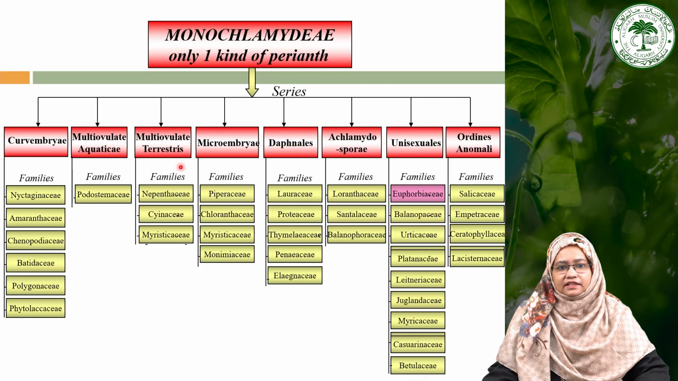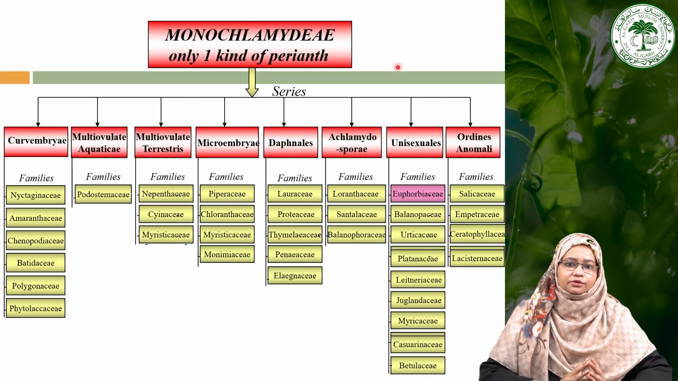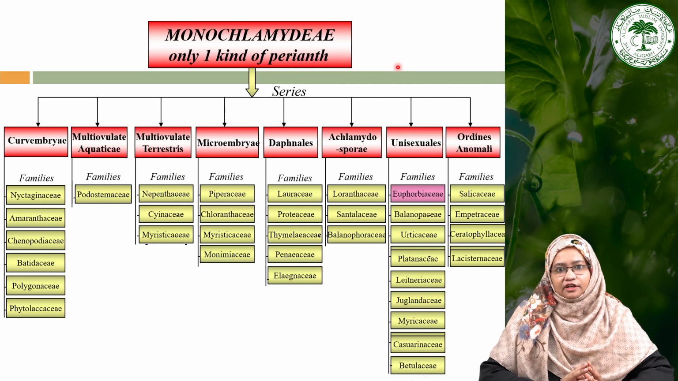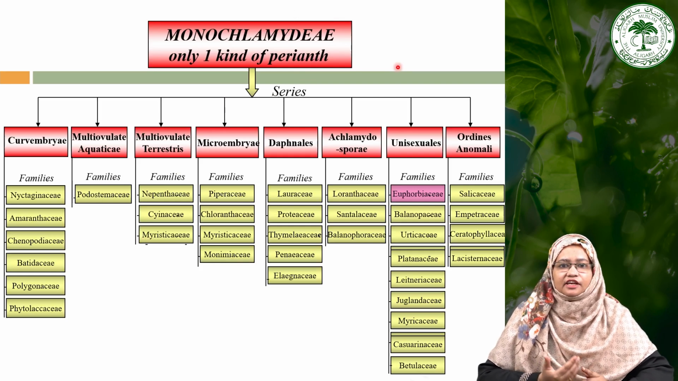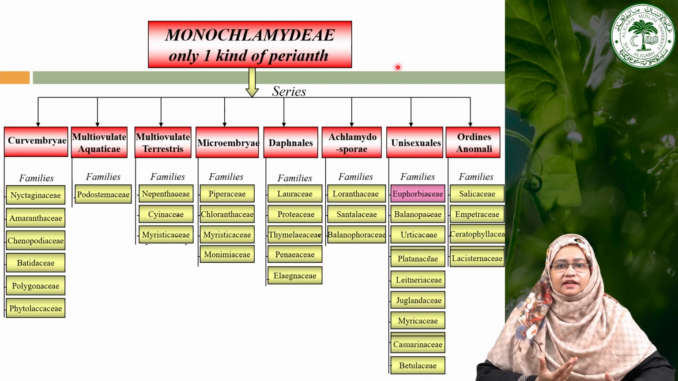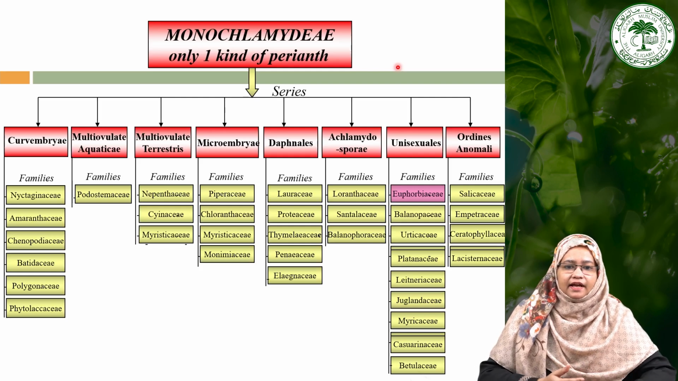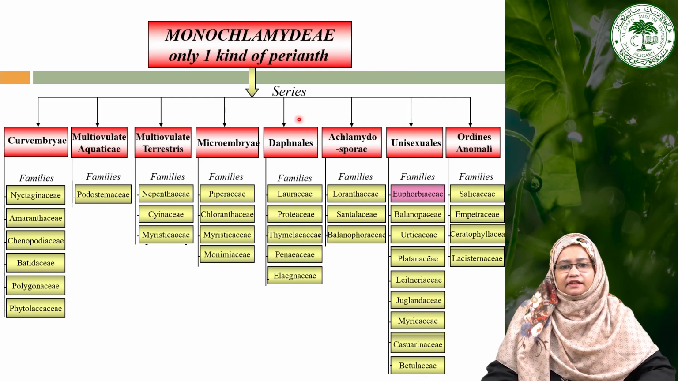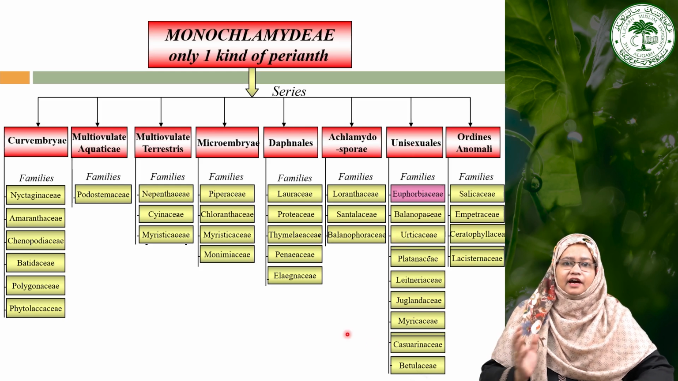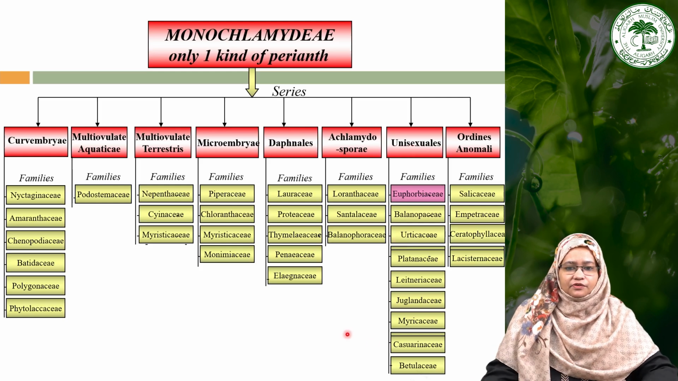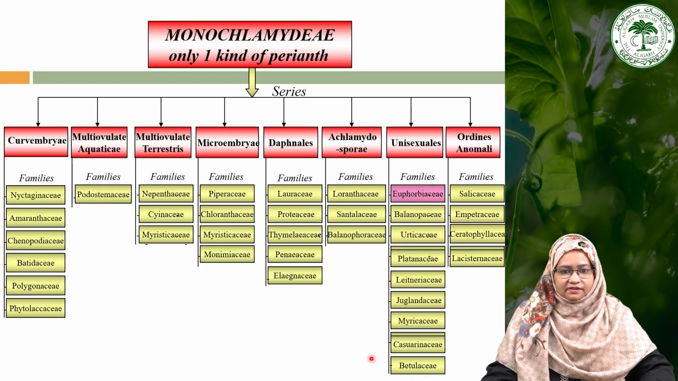As we can see here, the Monochlamydeae are the subclass which have only one kind of perianth. They don't have a distinct calyx and corolla. That's why Bentham and Hooker named this group Monochlamydeae. In this subclass, the family Euphorbiaceae is placed in the series Unisexuales, in which the flowers are unisexual. So today we will learn about the Euphorbiaceae family.